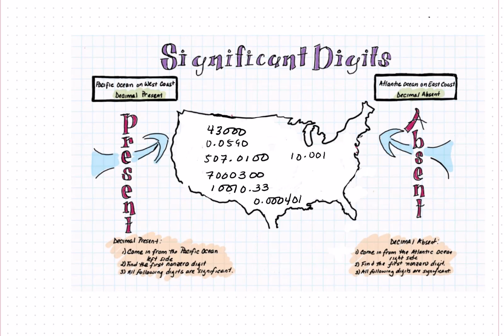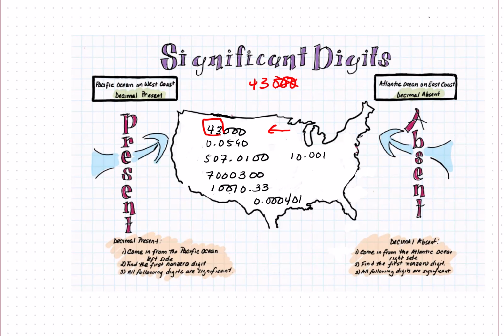Since the decimal is absent, I come in from the Atlantic Ocean. So I come from the right to the left. And I go to the first non-zero digit, which is 3. And from then on, I count everything. So there's 2 significant digits. And that makes sense because if I write 43000, there is no decimal present. So these zeros are trailing zeros. So there's only 2 significant digits.